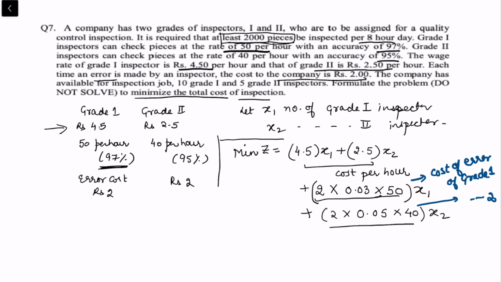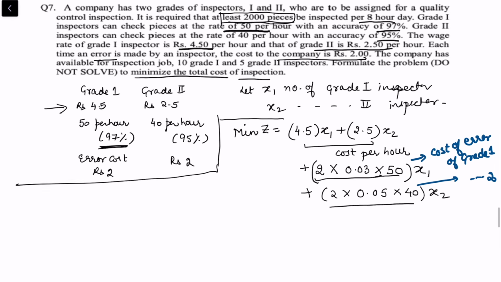inspector. Now I've calculated the total cost per hour, and as I've said, this total cost is per hour. If I multiply this by 8, I can say that I'm calculating it for 8 hours, but it is not said anywhere in the problem that it is for 8 hours, so we will not consider 8 at this moment. I've calculated the cost per hour.